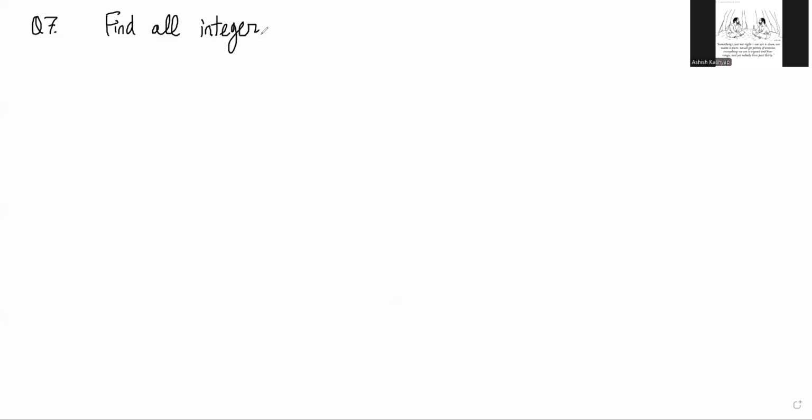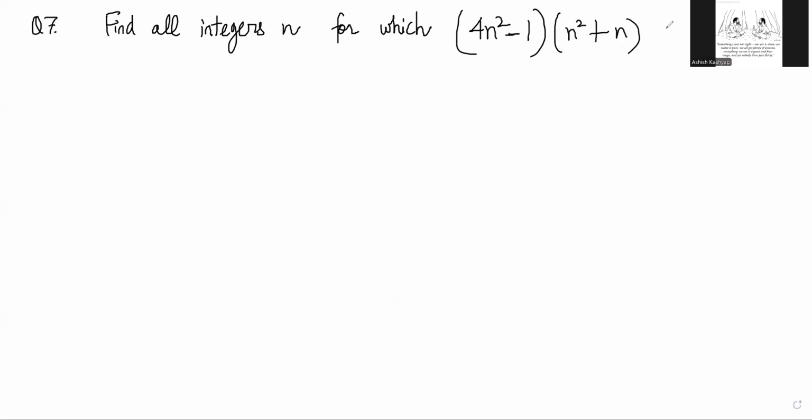Okay. Question number 7. Find all integers n for which (4n square minus 1) multiplied by (n square plus n plus 2019) is a perfect square.